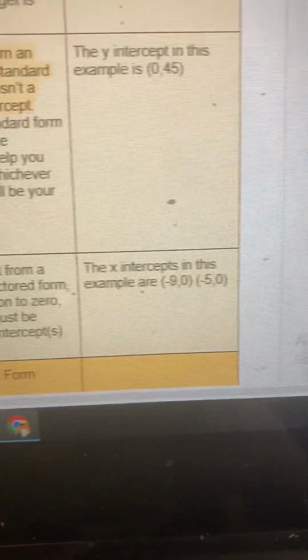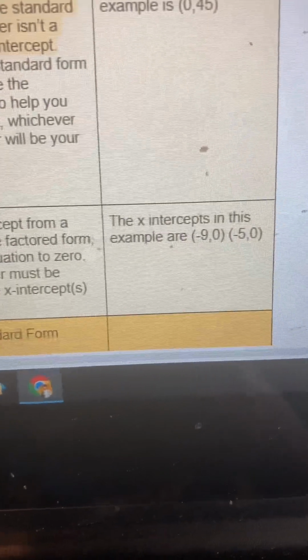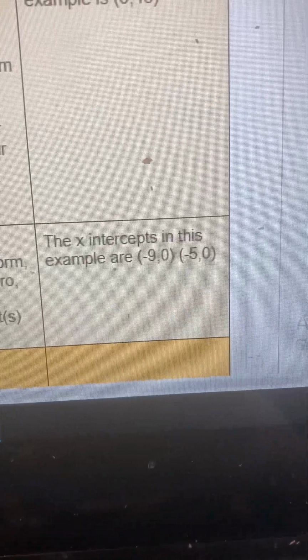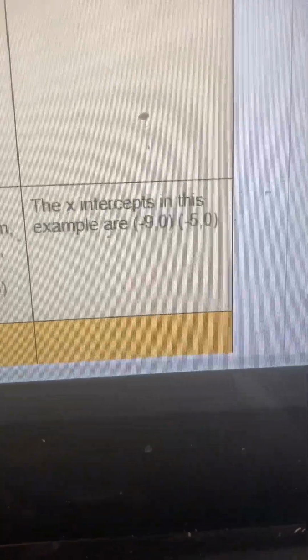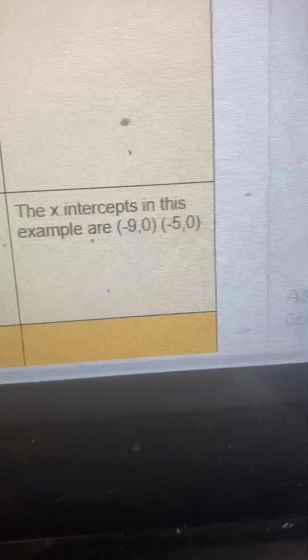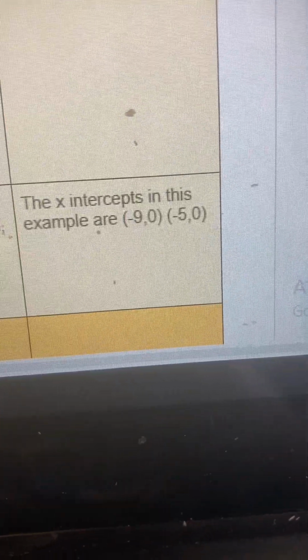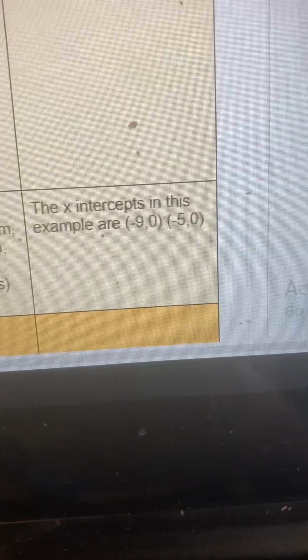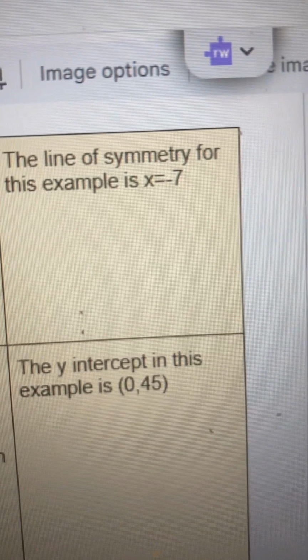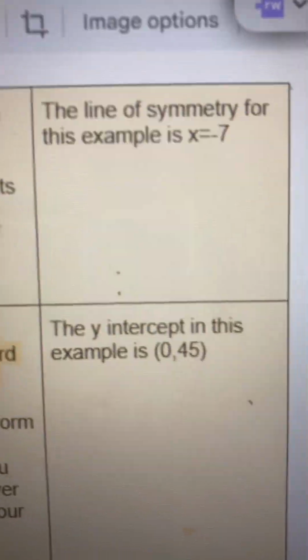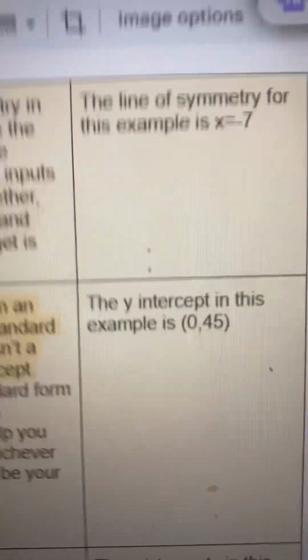Okay. As you can see, my x-intercepts are -9 and -5. Once you add the inputs together, you're going to come down to -14. And then, once you get that result, you're going to want to divide it by 2, which will give you -7. And as you could see, the line of symmetry for this example was x equals -7. It's pretty simple, you know?